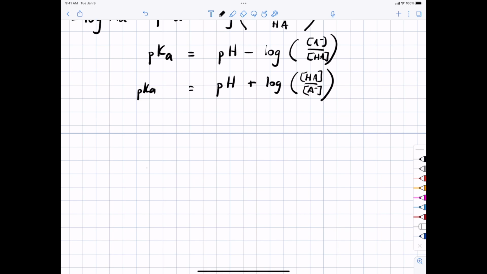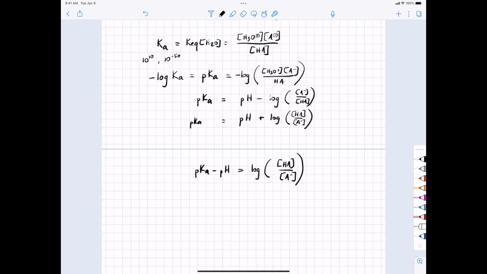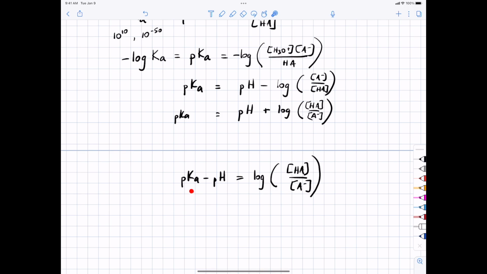And that will give us pKa minus pH equals log of HA over A minus. So when we have an acid in solution, and when I ask you these questions, we'll be assuming that the pH of the solution is constant, because the organic acids that we deal with are going to be present in fairly low concentration. Based on what the pH is and what the pKa of my acid is, I now know whether the acid or base form dominates.